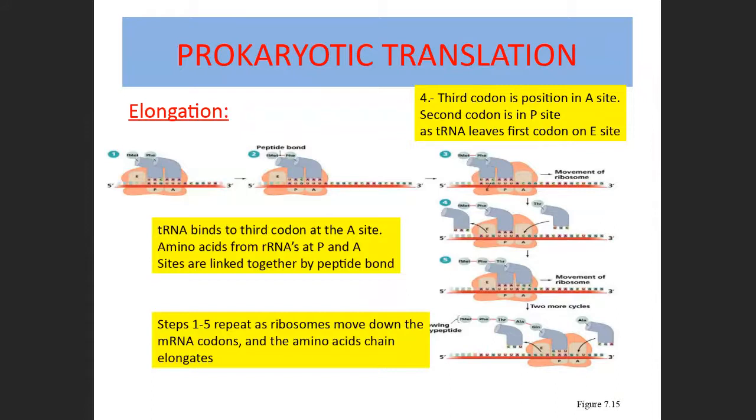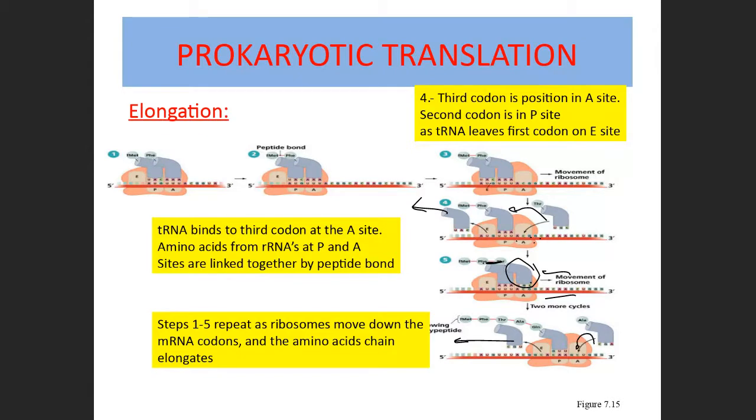So here it is, the first tRNA is leaving, the ribosome moves, and now the next nucleotide is ready to receive its tRNA. Here's the next tRNA. The two amino acids come together. Now we have three amino acids put together in a chain. The whole ribosome moves. The first amino acid leaves, and now we're ready for the next amino acid to come in.